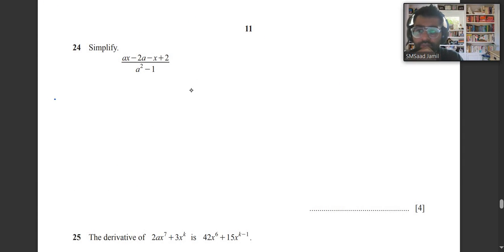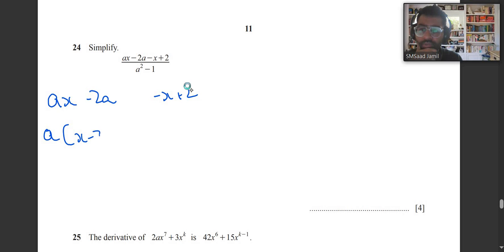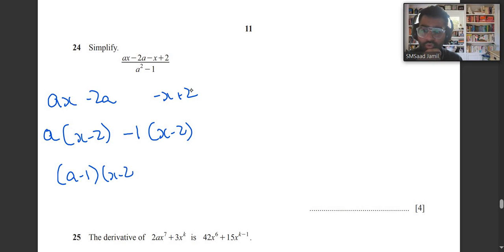Next question, it says simplify. Okay, first do this part. Ax minus 2a, give a bit of bracket, I assume, minus x plus 2. What can we do? We can solve it like this. Let's take a as common over here, so it becomes x minus 2. And we will take minus 1 common, so it becomes x minus 2 again. So we will write a minus 1 and x minus 2 only.